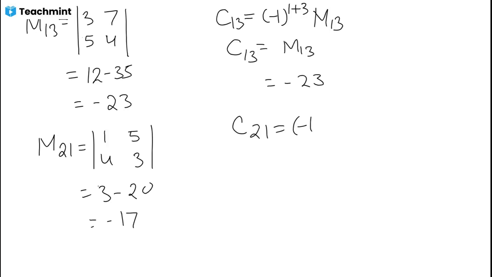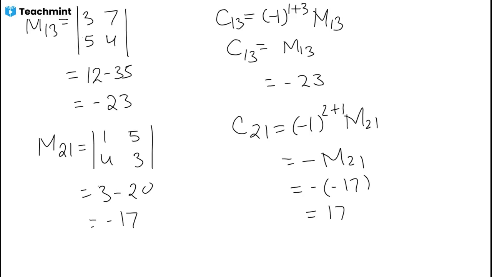That is minus 1 to the power 2 plus 1 into M21. So obviously the power is odd, you will have negative of M21. And minus 17, then you can take 17. This will be plus for C21. Now let us find the next values.